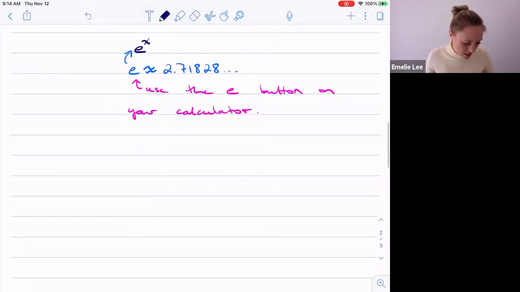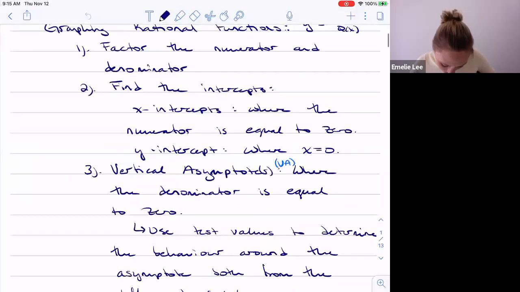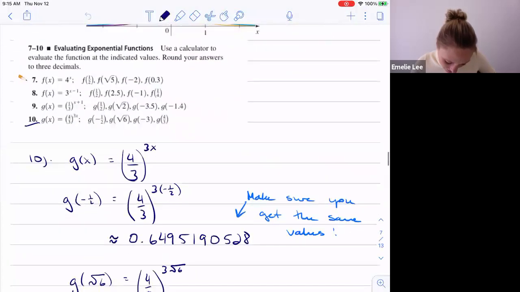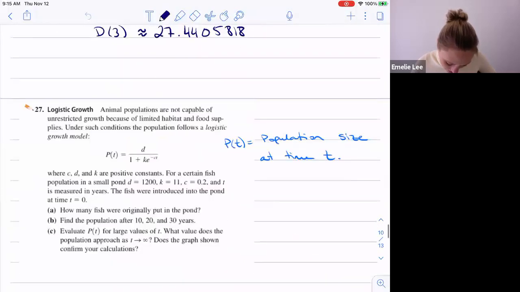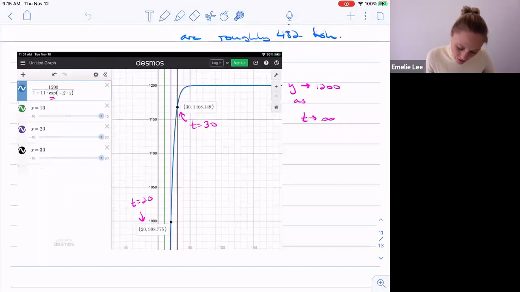Okie dokie, artichoke. Oh, I remember what I did here. Last day in our notes, what I did was I took a screenshot of the end of that logistic problem here. And good thing too, because it kept shutting everything down as soon as I went into Desmos. So hopefully that doesn't happen again.